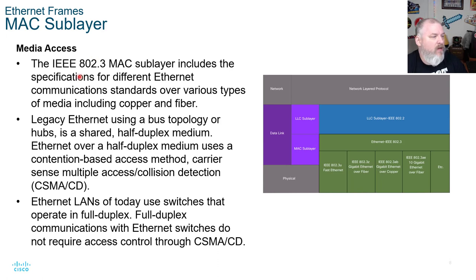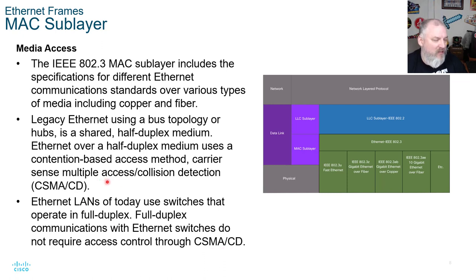The media access is 802.3. The MAC sublayer includes the specifications for different Ethernet communication standards over various types of media, including copper and fiber. Legacy Ethernet, using a bus topology or hubs, is a shared half-duplex medium. And Ethernet over a half-duplex medium uses a contention-based access method. We've covered that in previous modules: Carrier Sense Multiple Access with Collision Detection, CSMA/CD, which is always difficult to say.